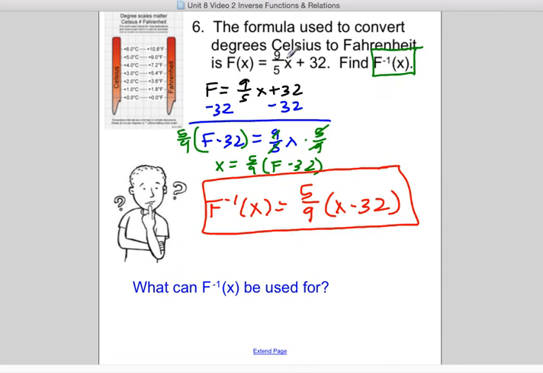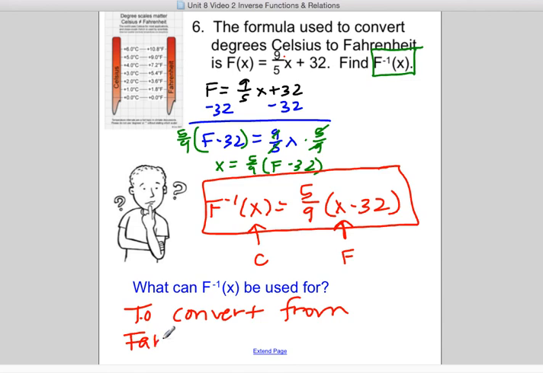So with this equation, you plugged in Celsius and you got out Fahrenheit. It says, what can f inverse be used for? Now we're going to plug in Fahrenheit and get out Celsius. So what is it used for? It's used to convert from Fahrenheit to Celsius.